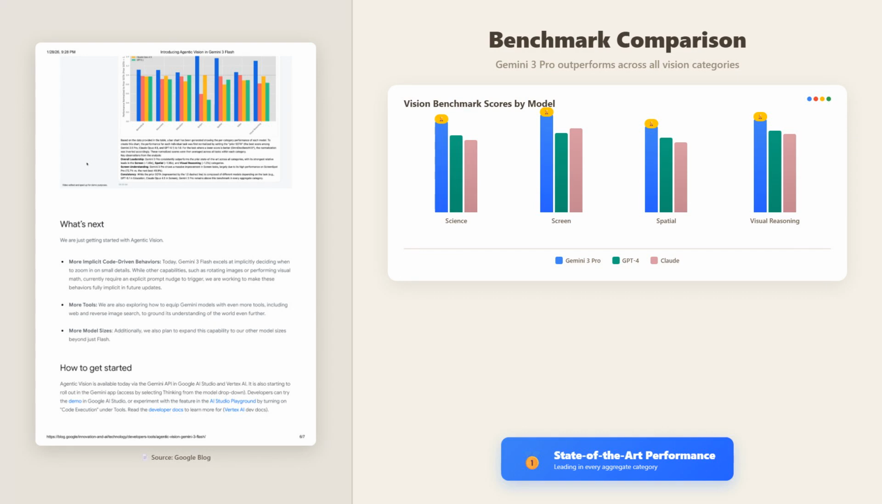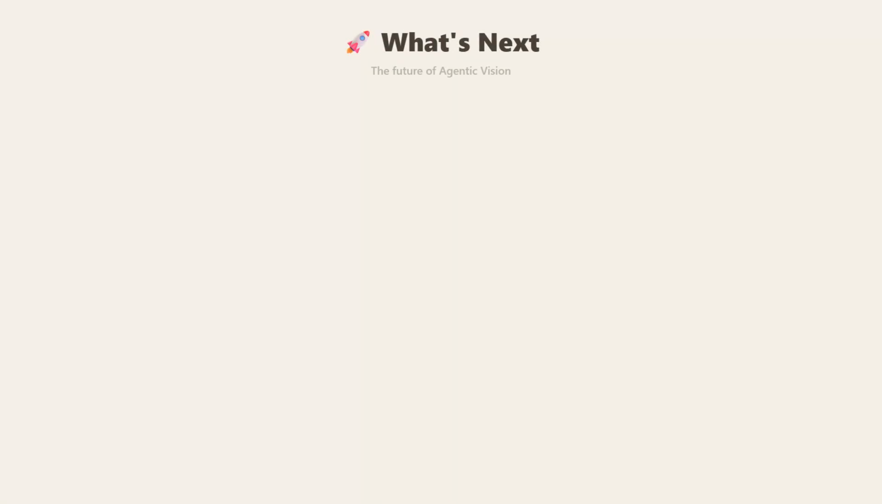Notice the gold trophy badges appearing above each category's Gemini bar. These highlight that Gemini 3 Pro isn't just winning in one area, it's consistently outperforming across every aggregate category tested. The key insight here is that Gemini 3 Pro remains above the competition in every benchmark. This state-of-the-art performance, combined with the Agentic Vision capabilities we've been discussing, makes it the most capable vision model currently available. We're just getting started with Agentic Vision.